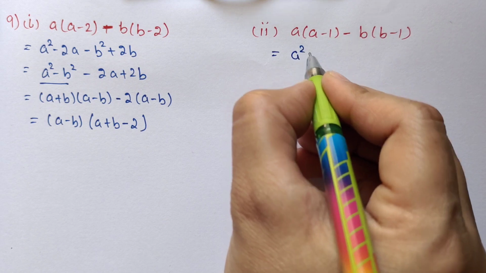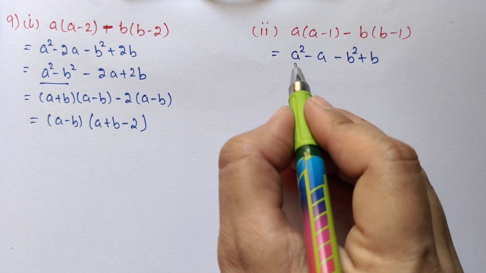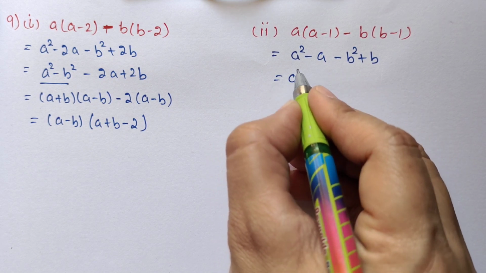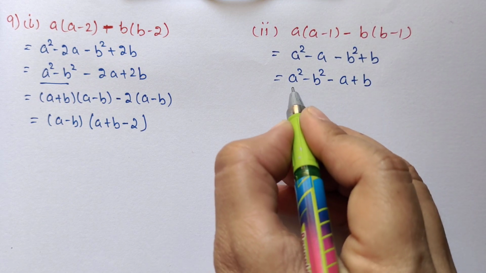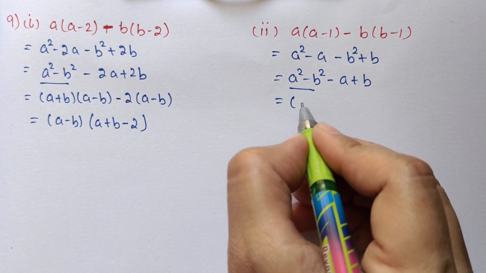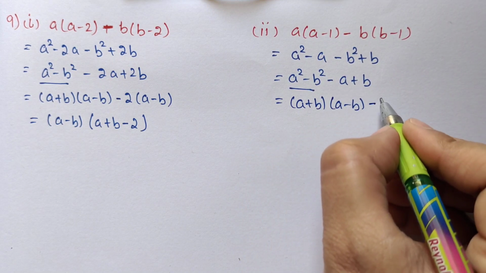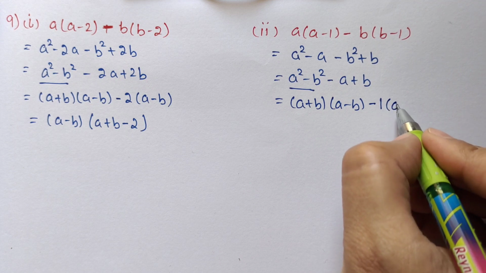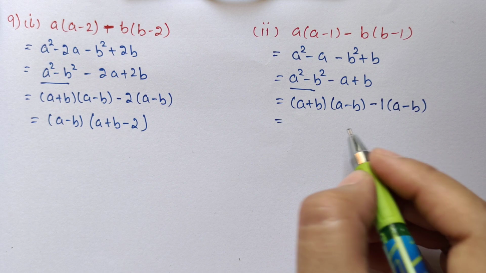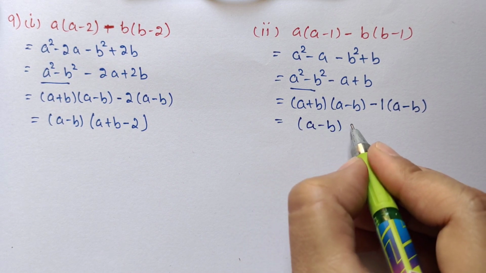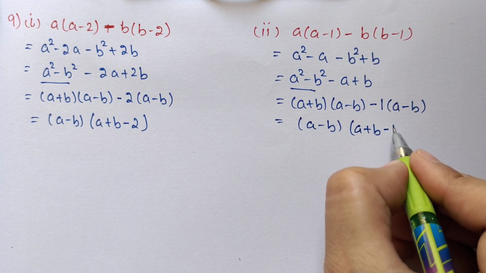Same thing we have to do in the second part also. First remove this bracket: a² − a − b² + b. So this one and this one we will take together: a² − b² − a + b. In the first two we will use the identity, (a + b)(a − b), and in the last two minus 1 we can take out common. If nothing is common, it means 1 we can take out common. Now (a − b) and (a − b), take it out common. Another bracket will be (a + b) from here and −1 from here.